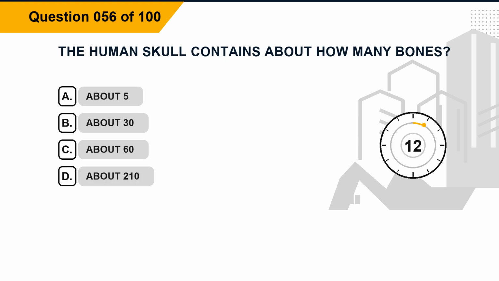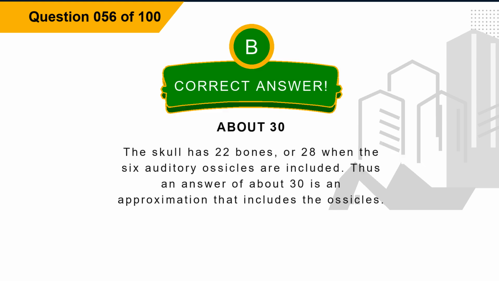Question 56. The human skull contains about how many bones? Option A, about 5. Option B, about 30. Option C, about 60. Option D, about 210. The correct answer is option B, about 30. Explanation. The skull has 22 bones, or 28 when the 6 auditory ossicles are included. Thus an answer of about 30 is an approximation that includes the ossicles.